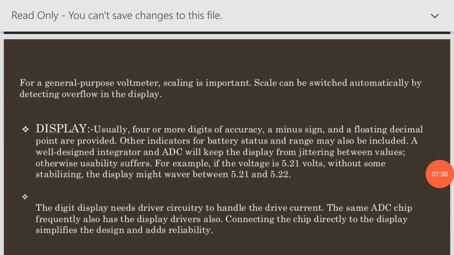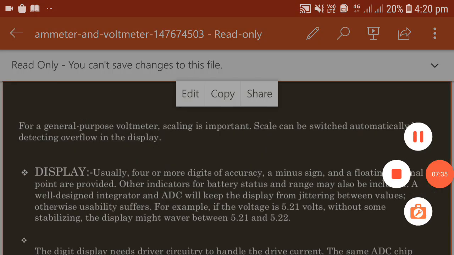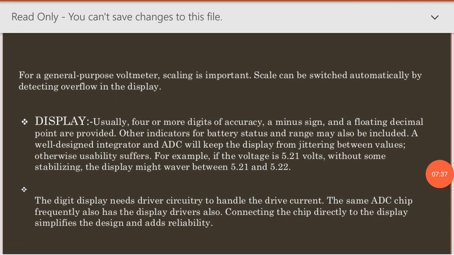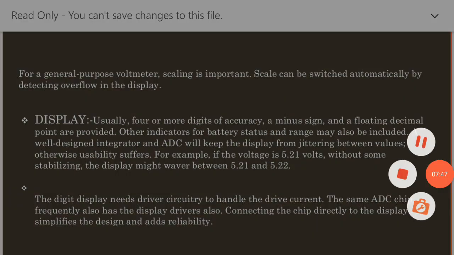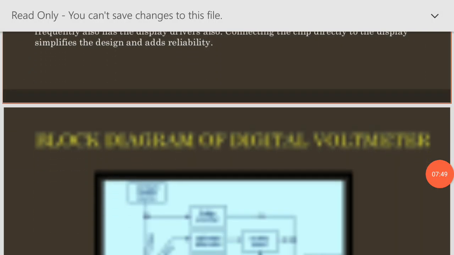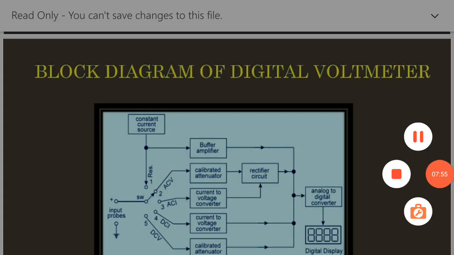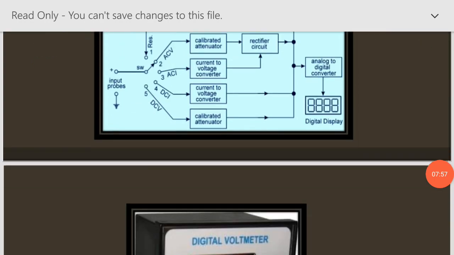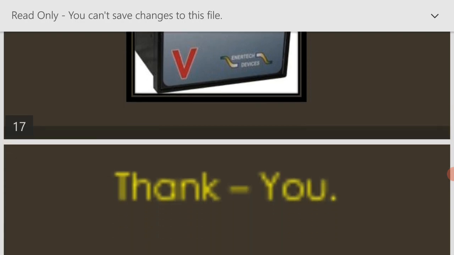The digital display needs driver circuitry to handle the driver current. The same ADC chip frequently also has the display driver. Connecting the chip directly to the display simplifies the design and adds reliability. The block diagram of the digital voltmeter is as shown in the figure. This is the digital voltmeter V, where the voltage is displayed on an LCD display.